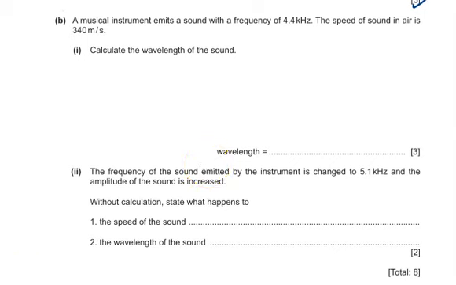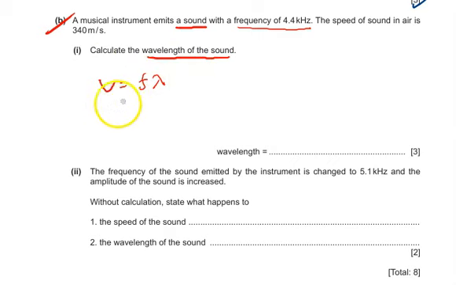Now if you notice, this is some calculation. A musical instrument emits a sound. Emit means they are releasing or producing. A sound with a frequency of 4.4 kilohertz. The speed of sound in air is 340 meters per second. To calculate the wavelength of a sound, we have v equals frequency multiplied by lambda.